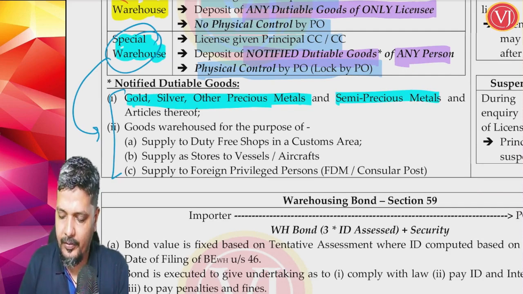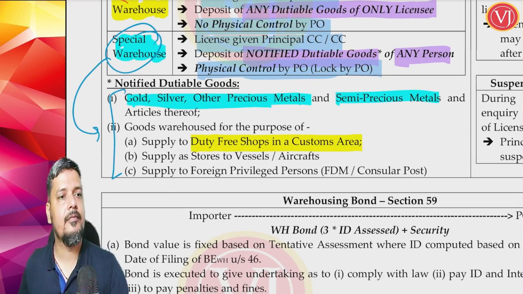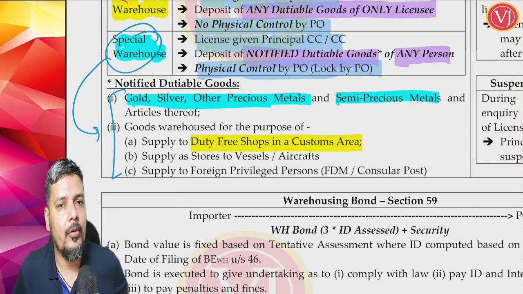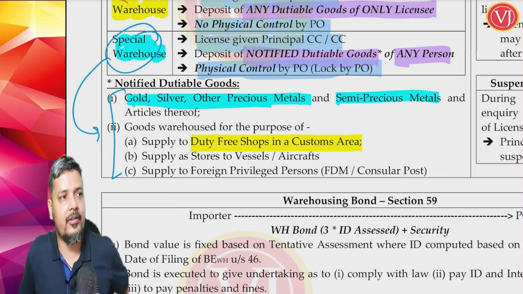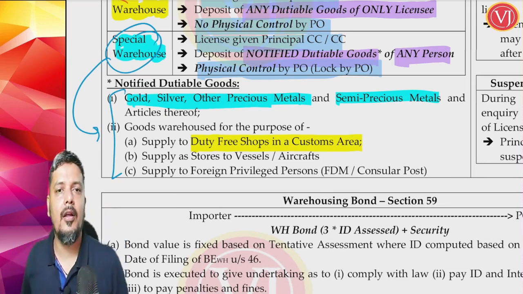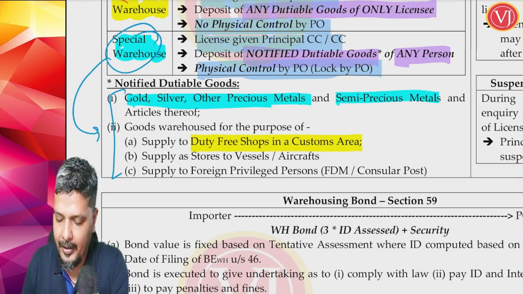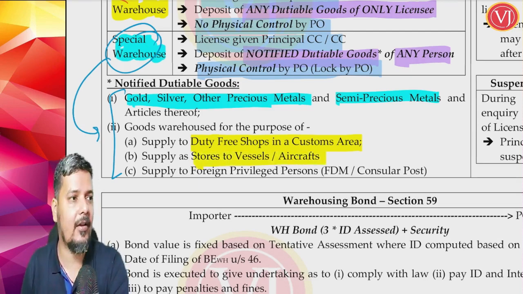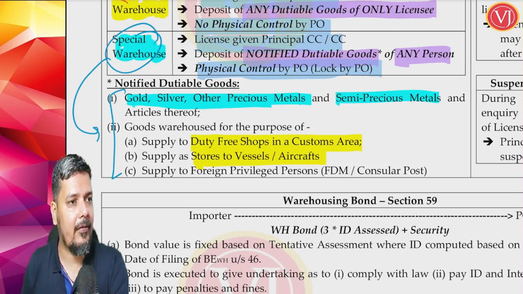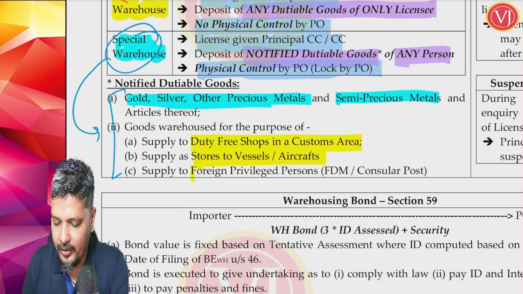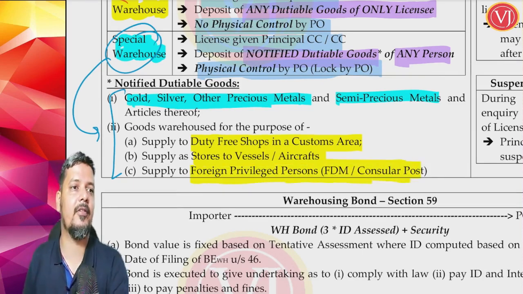Second, goods which are warehoused for the purpose of duty-free shops in customs area. They are there for duty-free shops in customs area, which will be used only for international passengers. Correct? Or the goods which are supplied as stores to foreign going vessel or aircraft. Or the goods which are to be supplied to foreign diplomatic mission or consular post, foreign privileged persons.